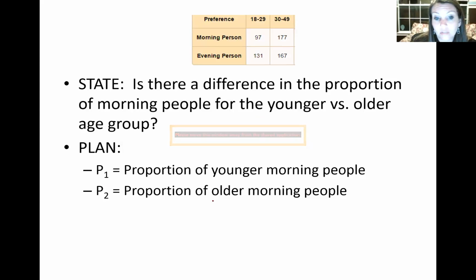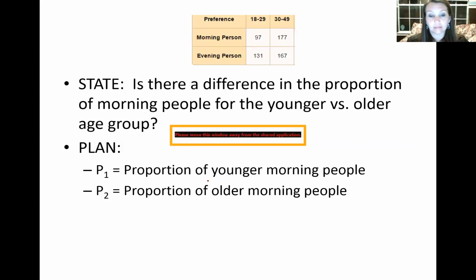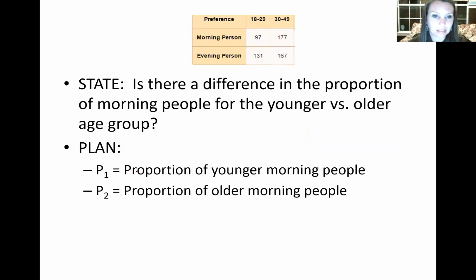We could switch that around. I could have made P1 older and P2 younger, and you would end up with the exact same results. So basically the main difference is that in one way we're going to get a positive test statistic, and the other way we're going to get a negative one. But because we're always looking for the tail value when we're finding our p-value, then either way we're going to end up with the exact same p-value. So you don't have to worry about which one you need to call which, because you'll end up with the same answer either way. All right, so back to my plan step here.